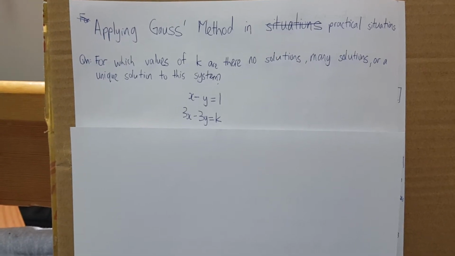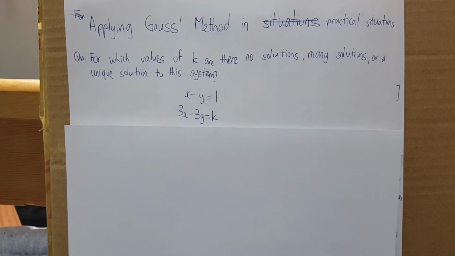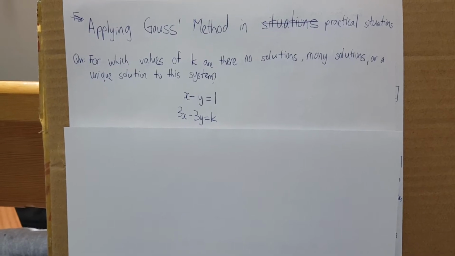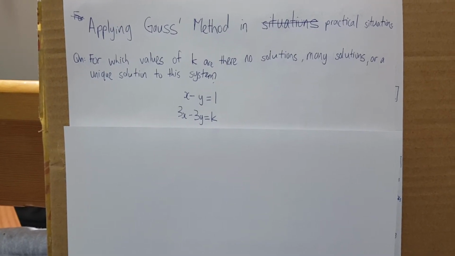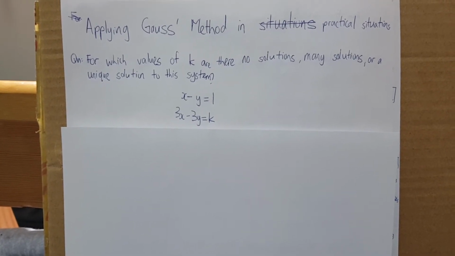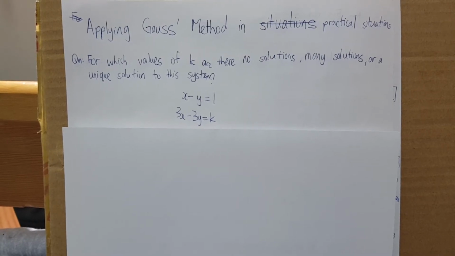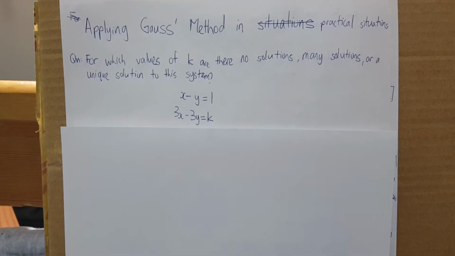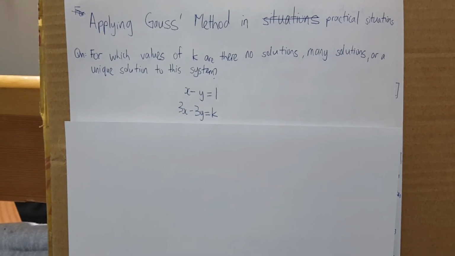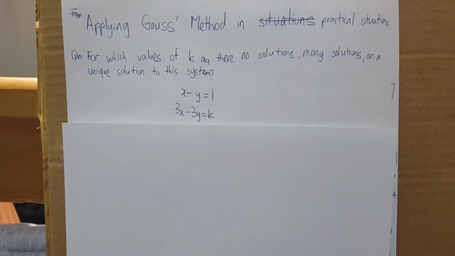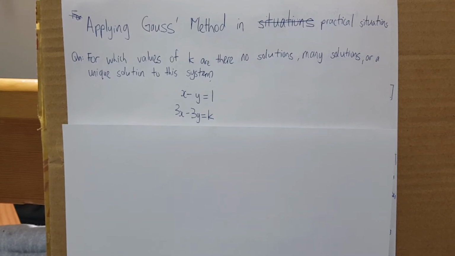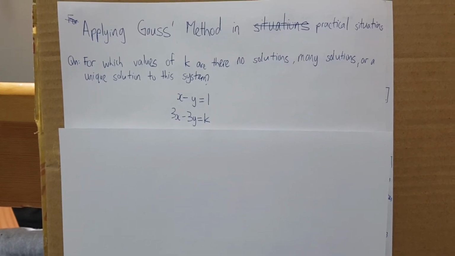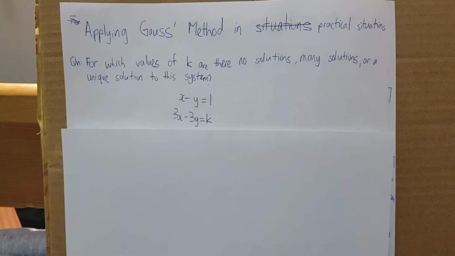In this lesson, we will be applying the Gaussian method, but we'll be using it in practical situations. What do you mean by practical situations? It means situations where the questions are not direct. For example, in the first question, they want you to determine the values of k for which there are no solutions, many solutions, or a unique solution.